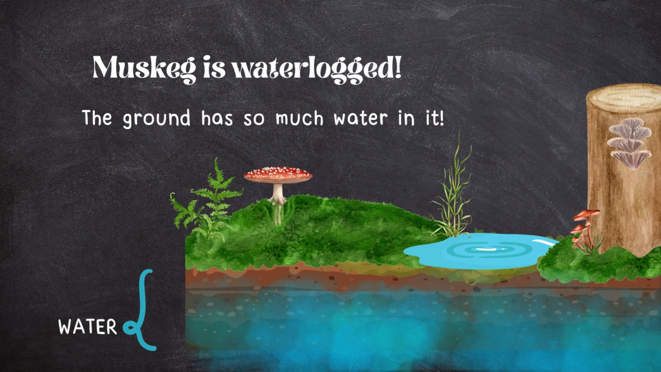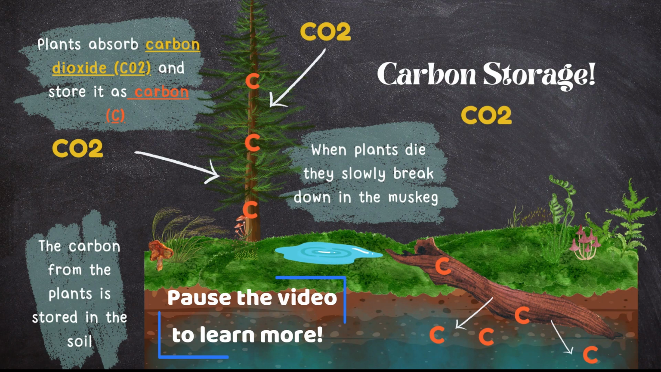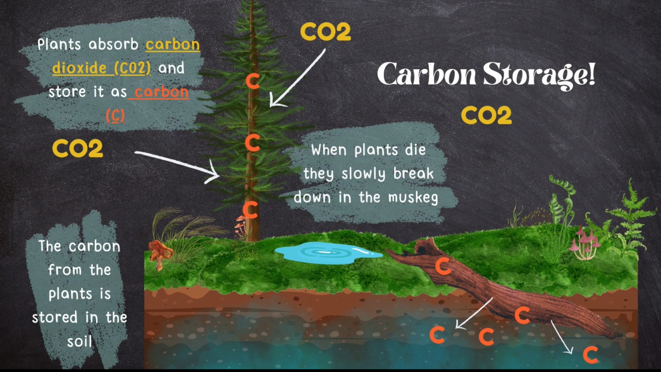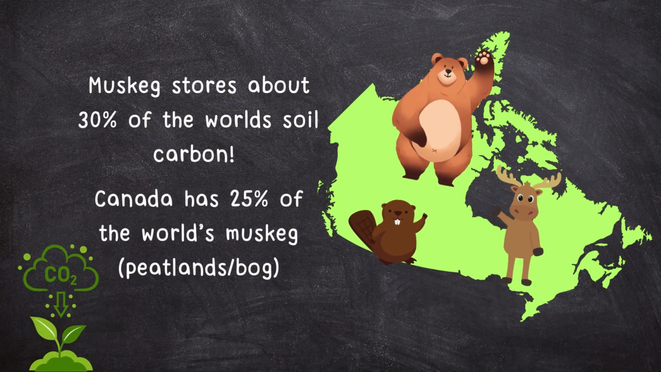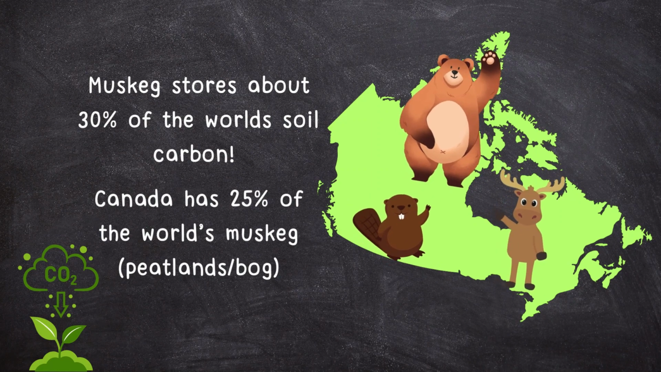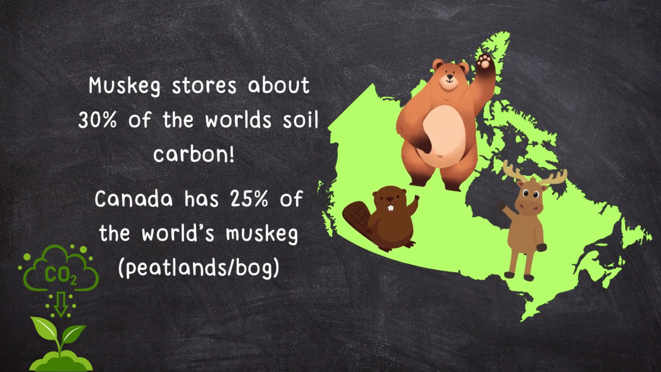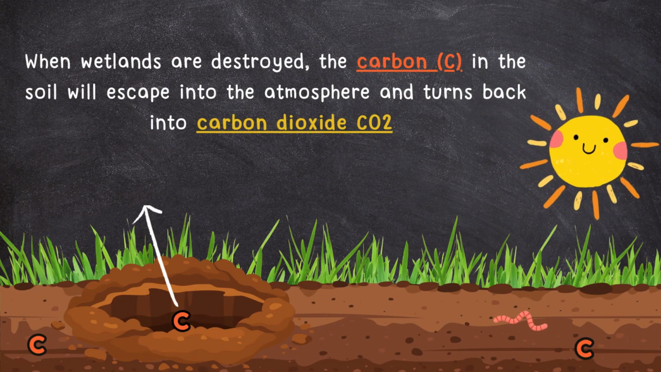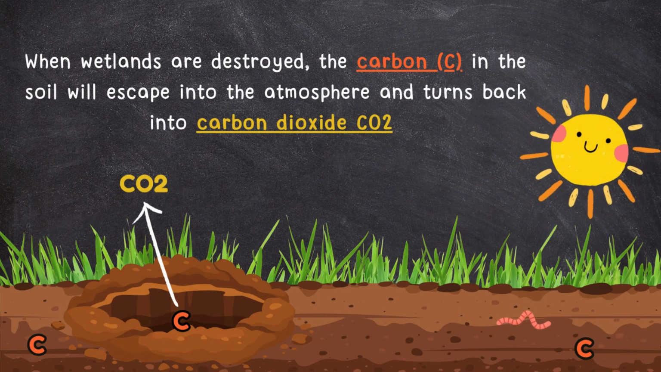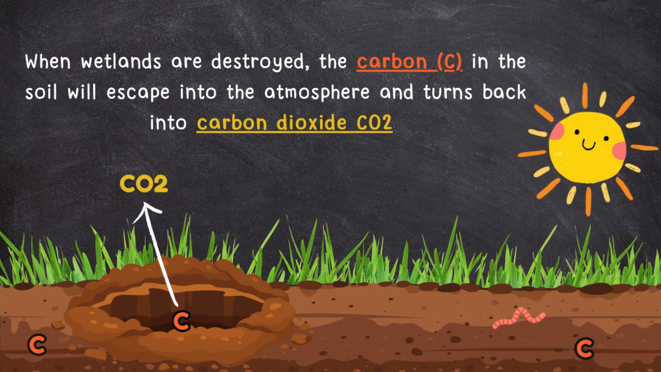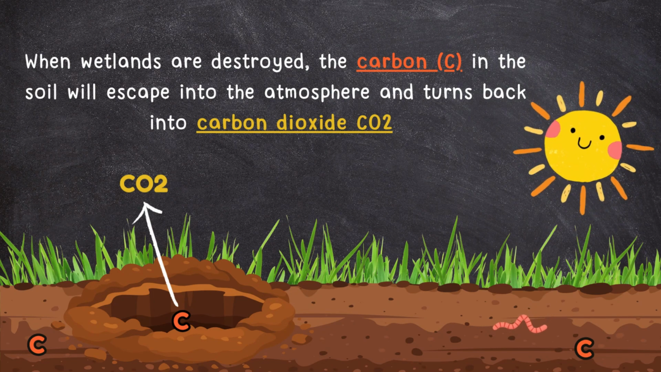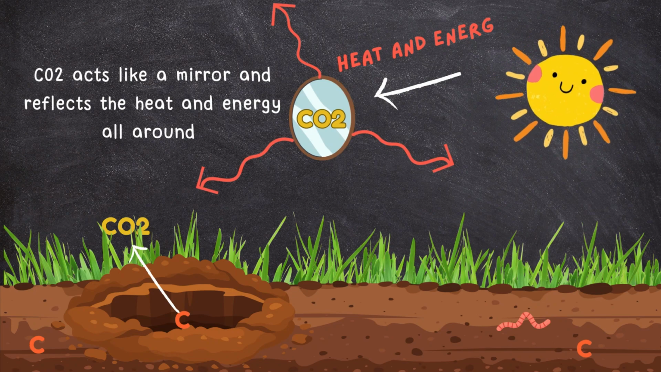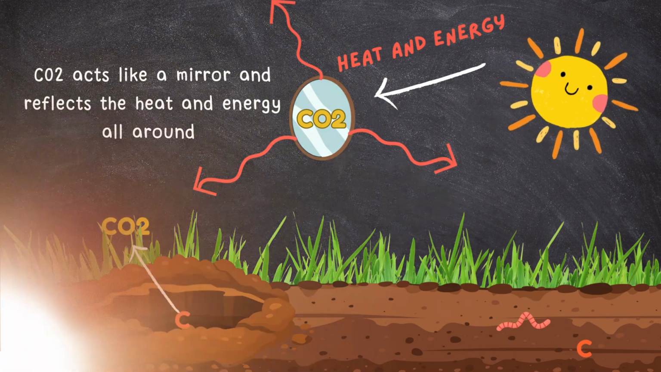Peatlands store more than just water, however. They store more carbon than any other vegetation type in the world combined. So peatlands and muskeg are important because they store about 1/3 of all soil carbon worldwide. 25% of all muskeg and peatlands are found in Canada. When bogs or muskeg is destroyed, that soil carbon is released into the atmosphere. So that carbon is able to do what carbon does and take in heat and energy from the sun and release it back towards the earth.